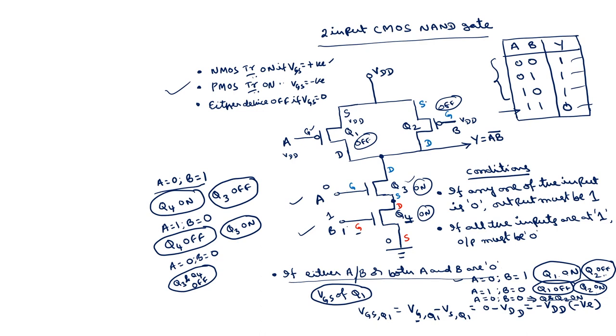If any one of the inputs is 0, output is at logic 1. If all the inputs are at logic 1, output is 0. Okay. So this is the operation assuming that the transistors are ideal. But in practical case, there will be some on resistance. If a transistor is off, it will act as open circuited. If the transistor is on, then it will offer some on resistance. If it is a PMOS transistor, RP is the on resistance, NMOS transistor, RN is the on resistance.